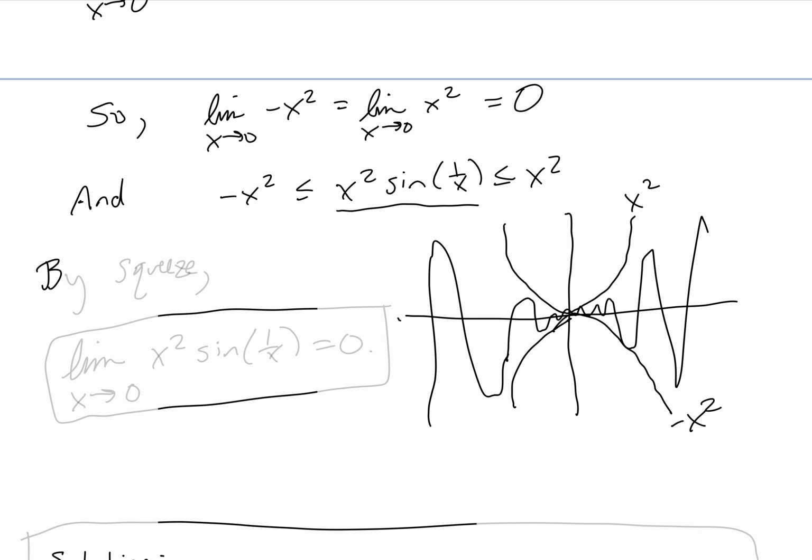So by the squeeze theorem, it's sometimes also called the sandwich theorem, the limit as x approaches 0 of x squared sine of 1 over x is also equal to 0. And we are done.